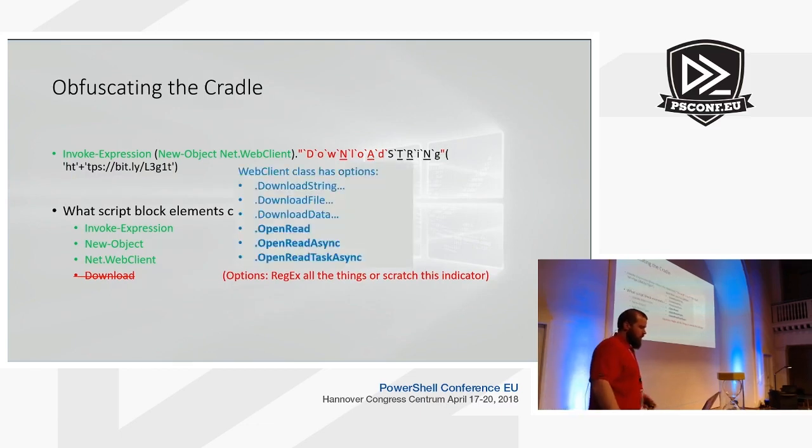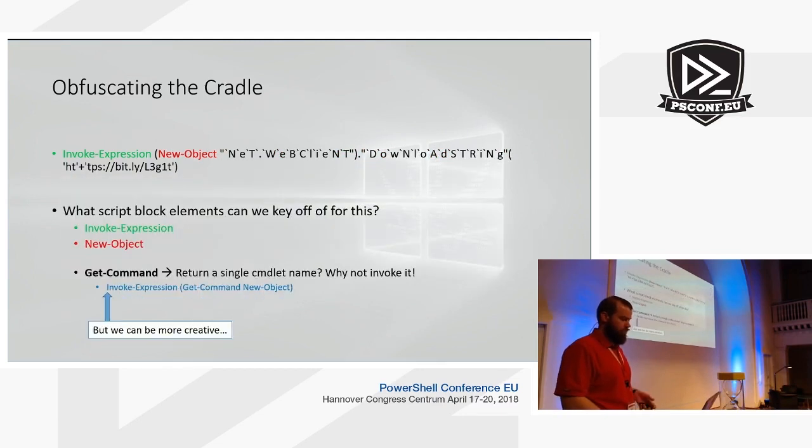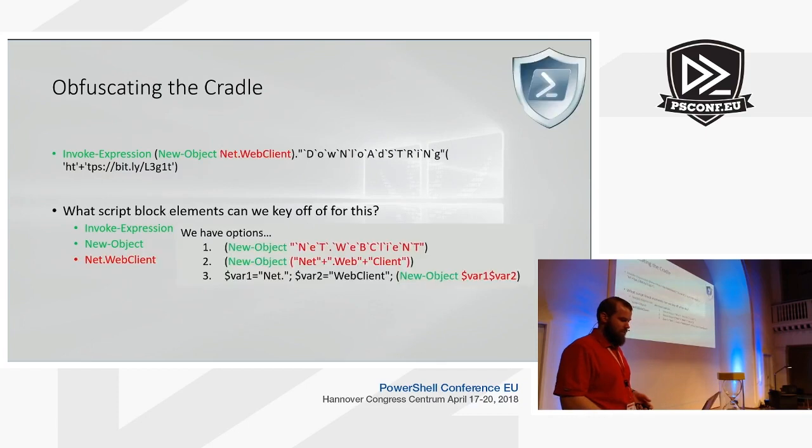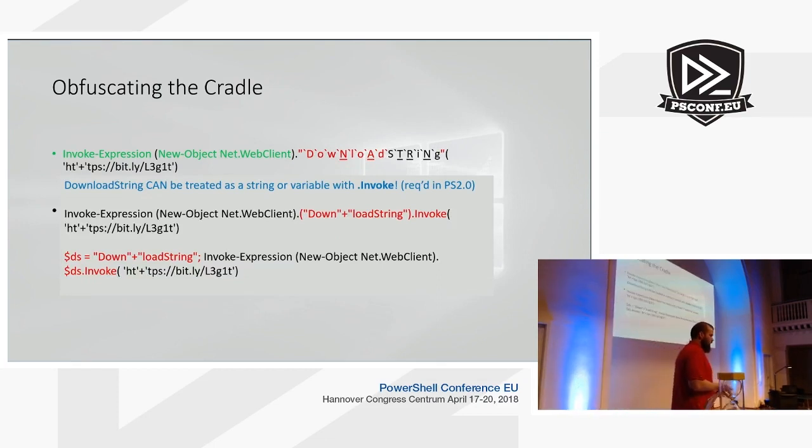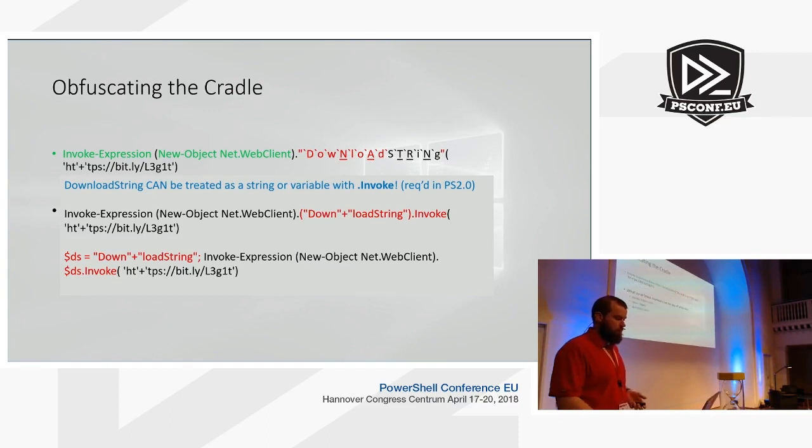So another method is the open read method that we do see attackers use sometimes as well. So we can also wrap a member with parentheses and then treat it as a full-blown string and do concatenations, reordering, etc. And if you're using PowerShell 2, you need to add that .invoke, but with PowerShell 3 or later, you definitely don't have to do that.